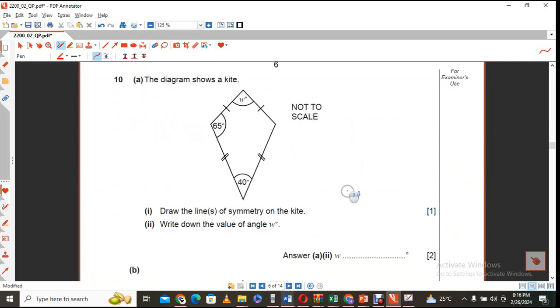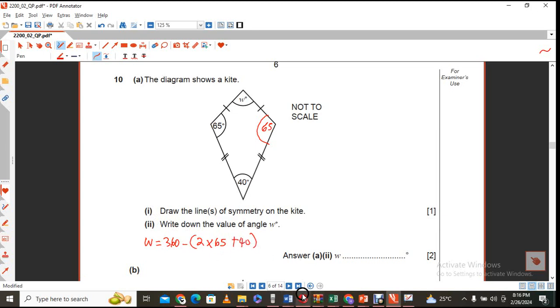Right, when you get to question 10, it says write down, I'm first interested in finding W. So this is 65 over here. And what you should know is that this is a quadrilateral, a quad, 4 sides. And all the interior angles of a quadrilateral add up to 360 degrees. So W would be 360 degrees minus 2 times 65 plus 40.